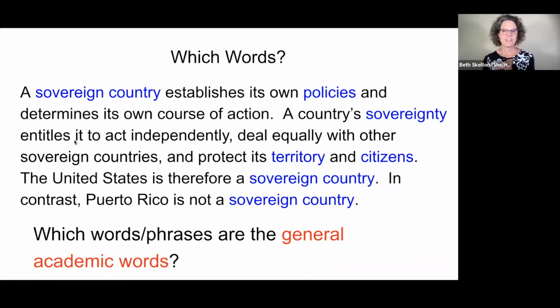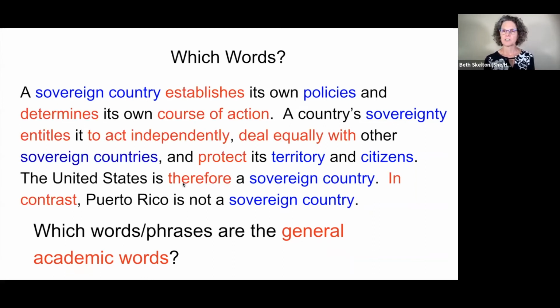Yep. Nice, Donna. Determines, equally. Yes, Thomas. Establish, entitle, course of action. Yes. Deal equally with, therefore. Yes. You guys got it. These are the words that really pack a punch and make a difference for kids across the curriculum.